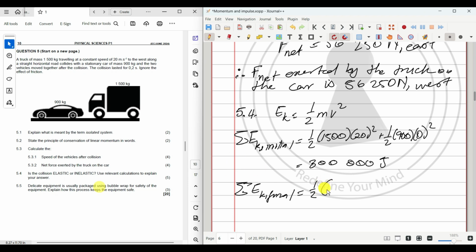Remember they were moving together. 1,500 plus 900 multiplied by bag of maize meal, 12,5. Yeah, bag of maize meal is 12,5.